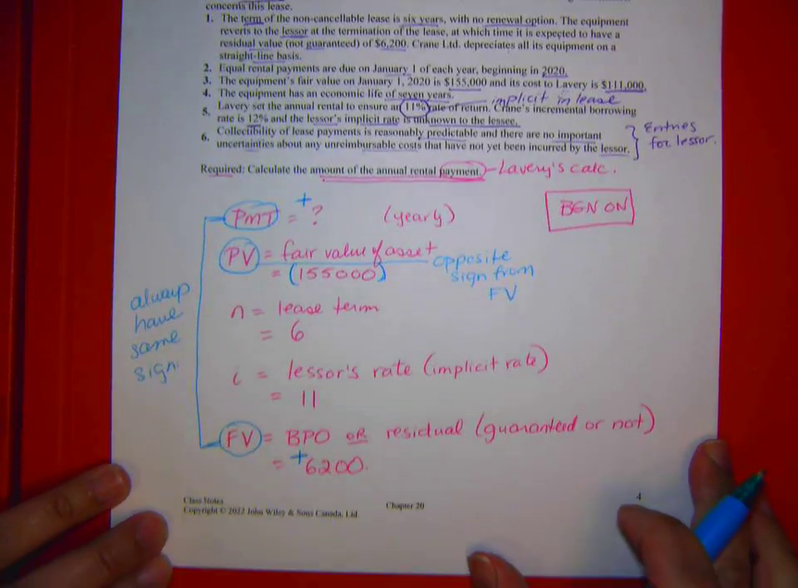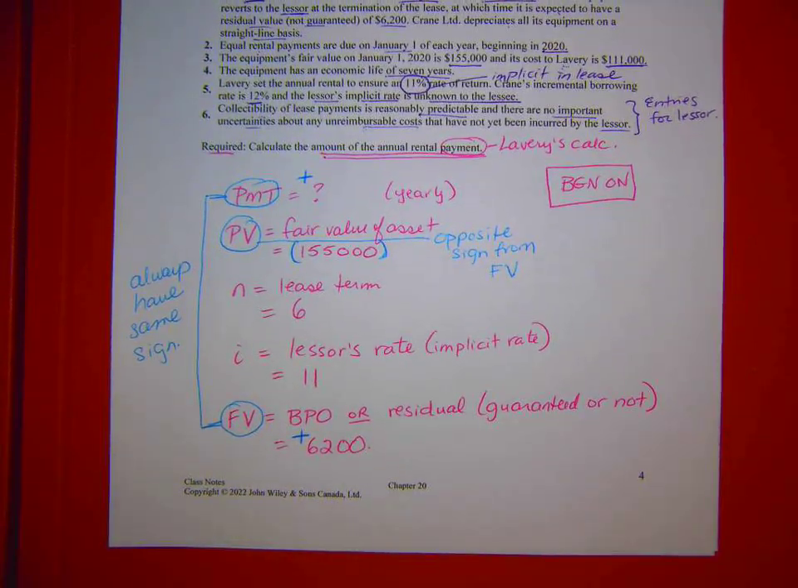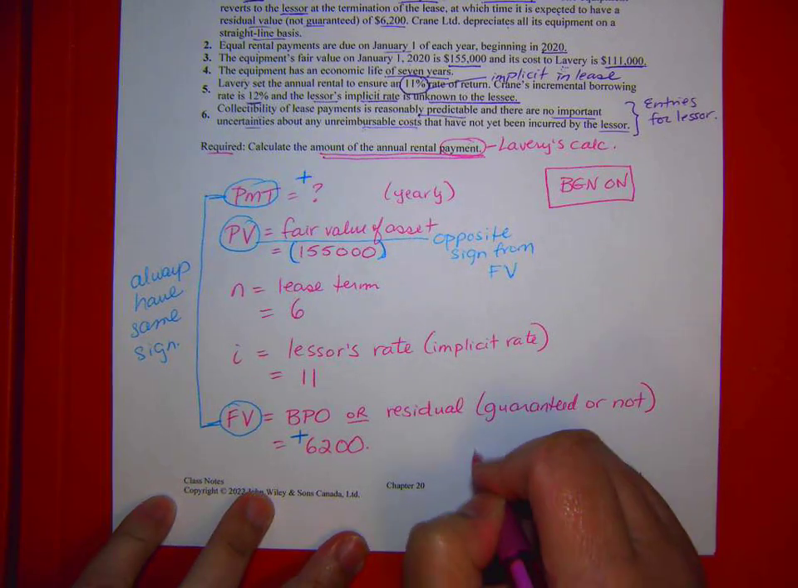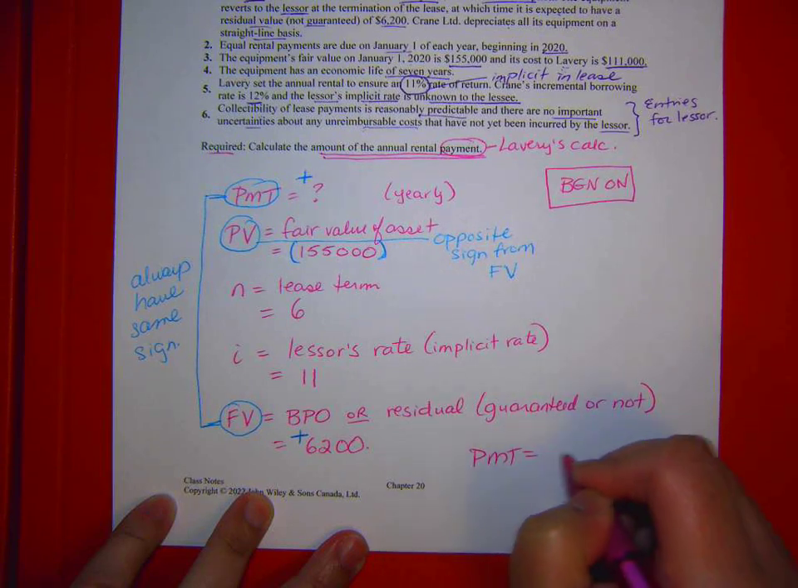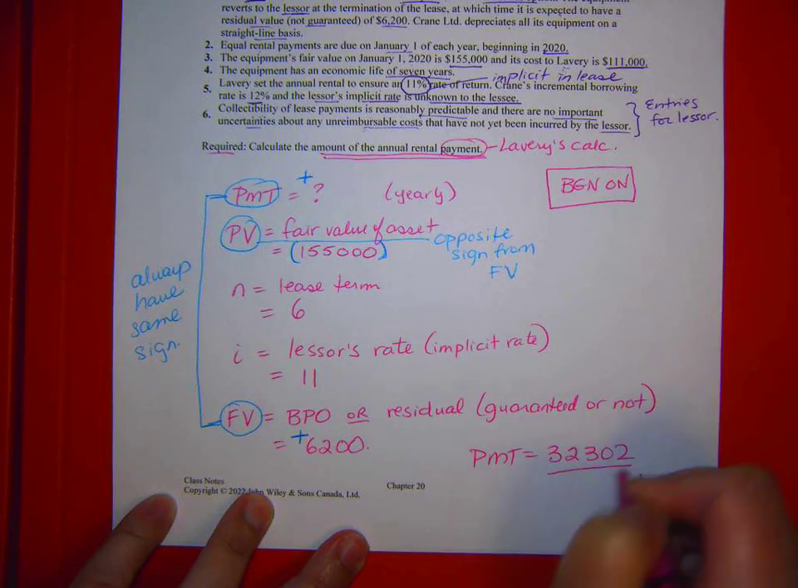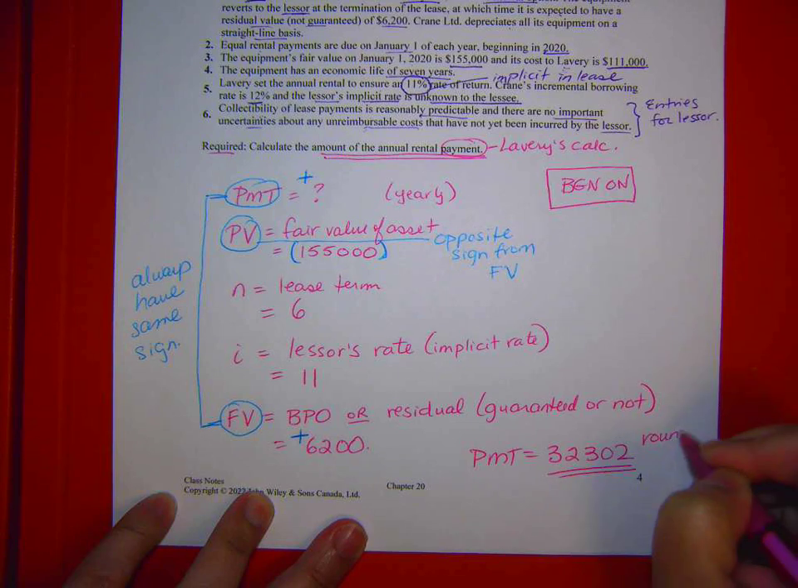So go ahead and hit pause and put that in. Well, first listen to what I'm saying. Go ahead and calculate it. Just hit pause. You should get the payment equal to 3,202. And just round your dollar.